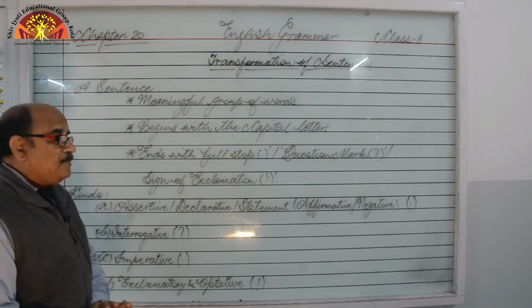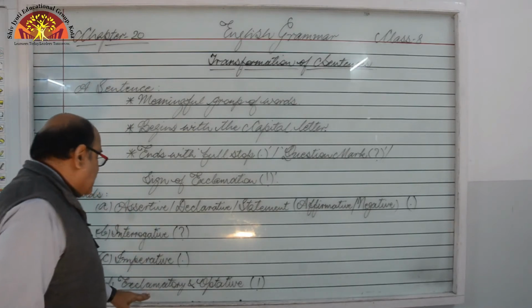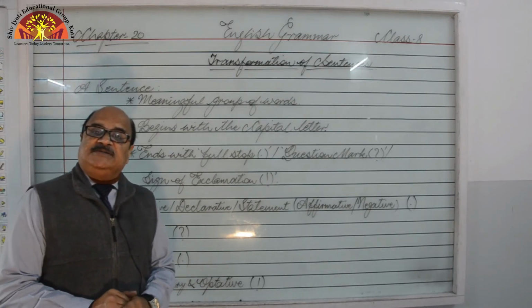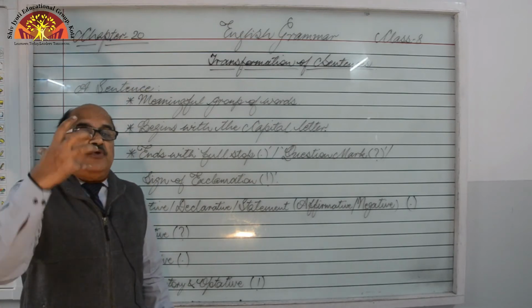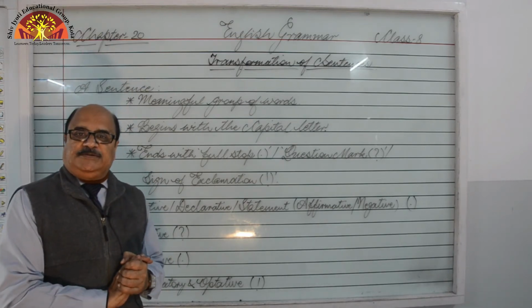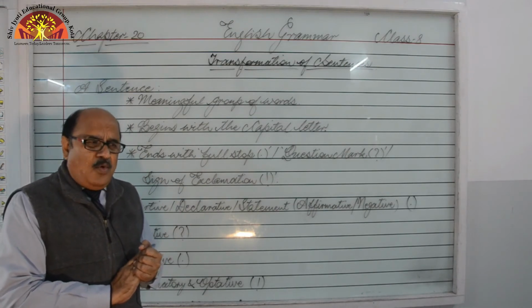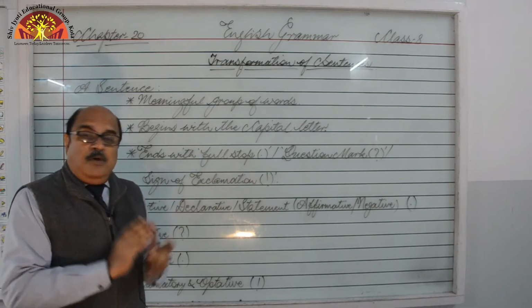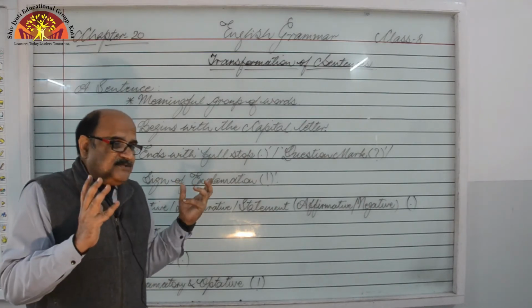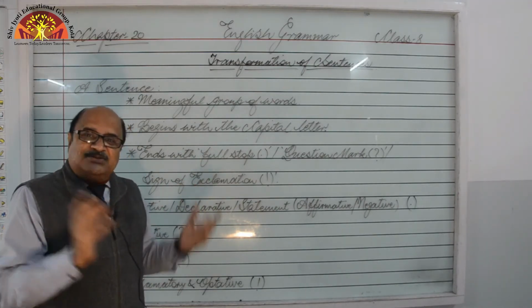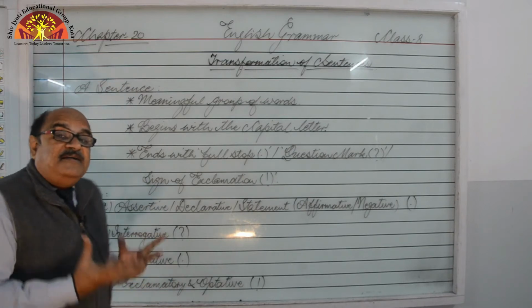Exclamatory sentences, optative sentences. Exclamatory sentences are the sentences with the sudden outburst of feelings, emotions, sentiments. Wow! What? Oh! Oh no! Bravo! Alas! Hooray! So these are interjections.